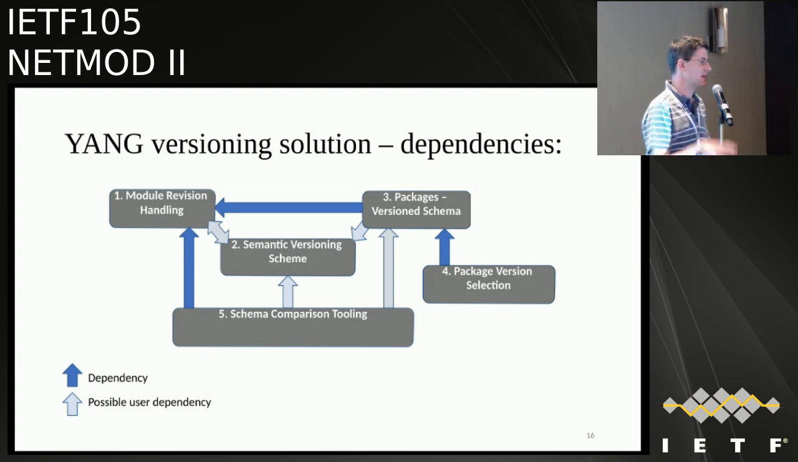Yes, the module revision handling draft will be covered in detail next. Okay. So that covers all that in a lot more detail. And there are examples in there. I will talk about the package version schema draft after that. Rashad will talk about the package version selection. The two that we're not covering in any more detail today are the semantic versioning scheme, which is based on what was there before but we haven't written yet, and the schema comparison tooling that we haven't really looked at in great detail.